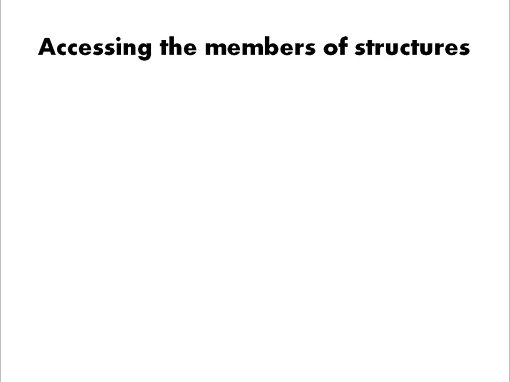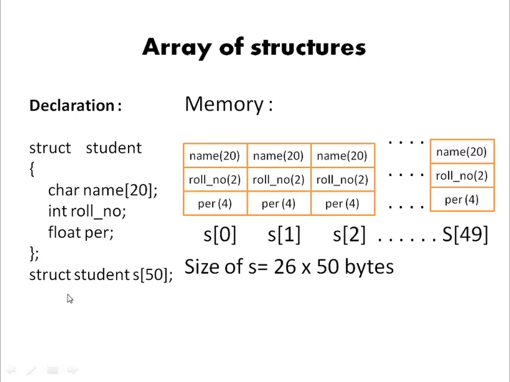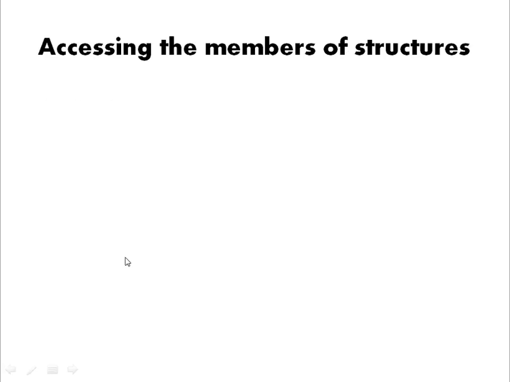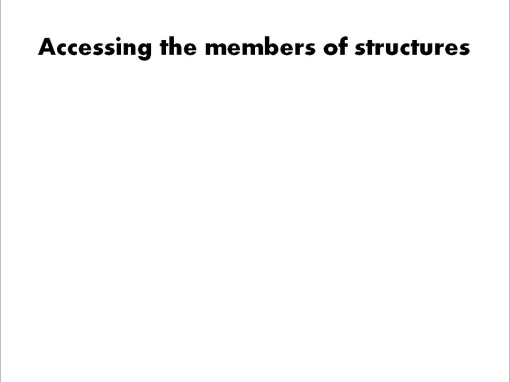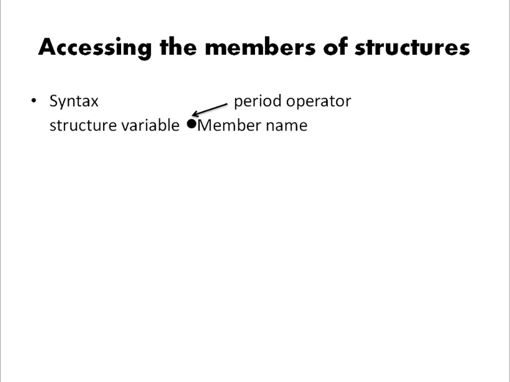Now when I have written these members as name, roll number and percentage, the question comes, how do I access these members? Accessing structure members is done with this syntax. We have to write a structure variable on the left hand side, and then write the dot operator, which is referred to as the period operator with respect to structures, and then we can write the member name.